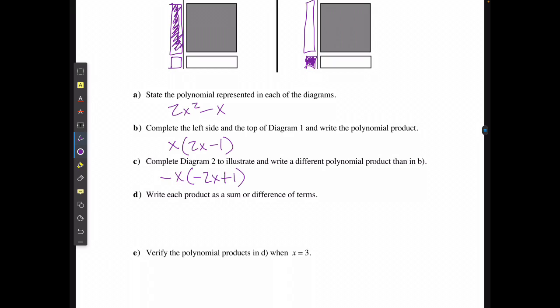No matter which way I do it, if I have x times 2x minus 1, or if I have negative x times negative 2x plus 1, they'll both give me the same result: 2x squared minus x, or 2x squared minus x.